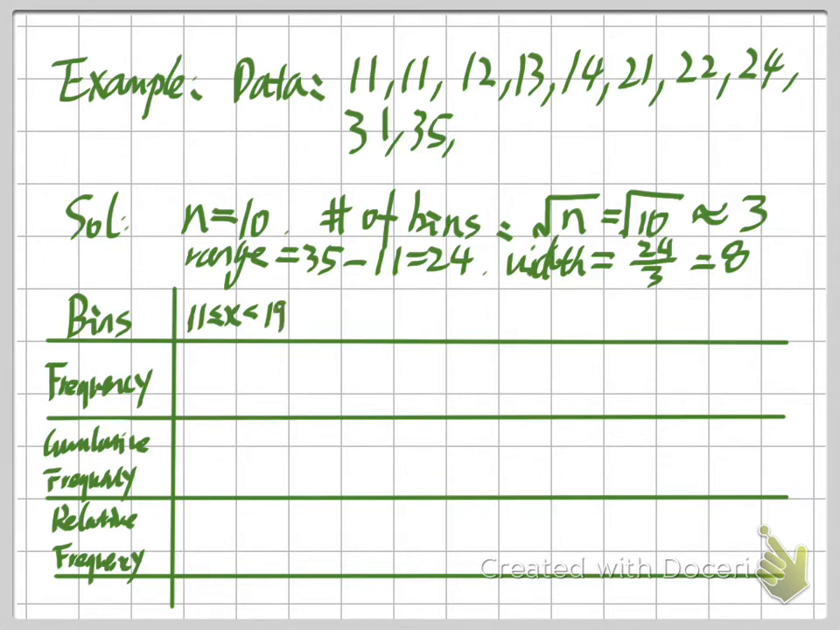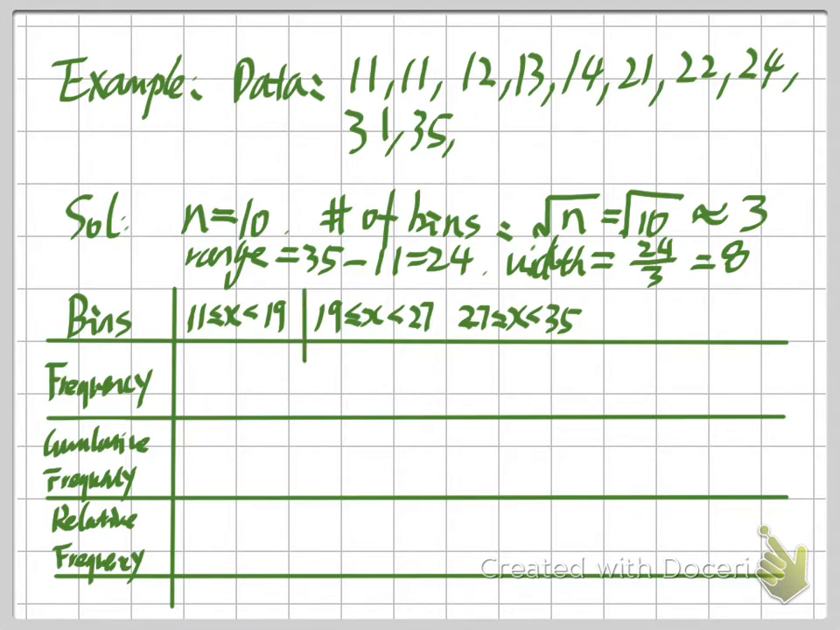So the first bin is 11 ≤ x < 19, and the second is 19 ≤ x < this plus 8, so it's 27, and the last one is 27 ≤ x < our last one, which is about 35. Okay, so this is how to decide the range of each bin.